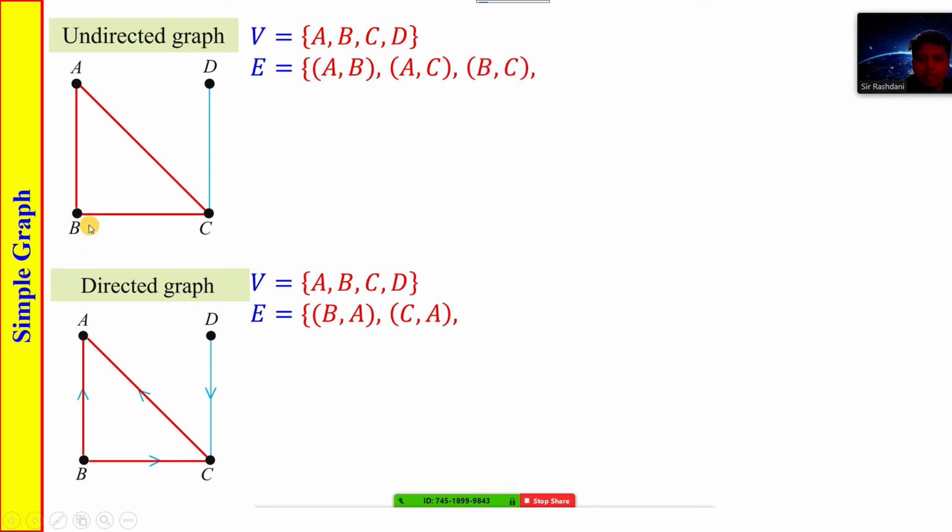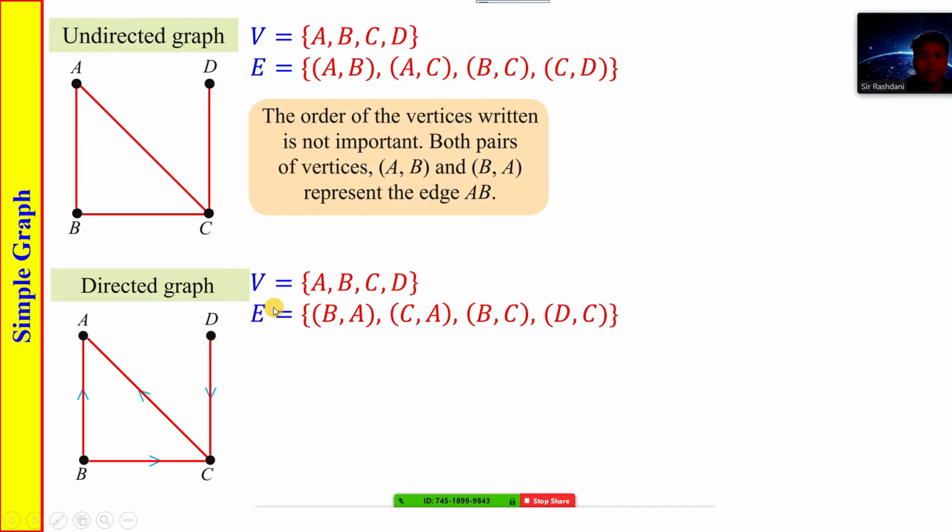BC, you just write BC, and for the directed graph it is also BC because the terminal is at C and the initial is at B. For DC, D will be our initial and C will be our terminal. So that's how we distinguish between undirected and directed graphs in determining the set of E and V.